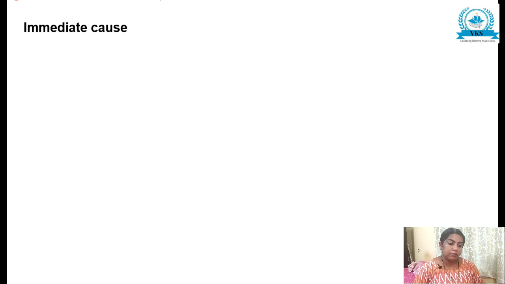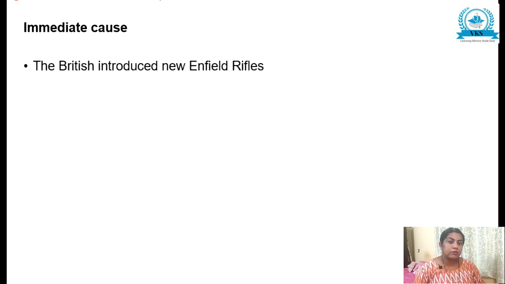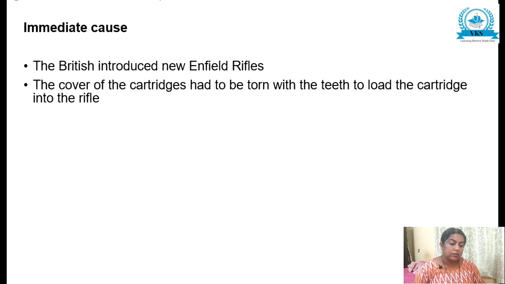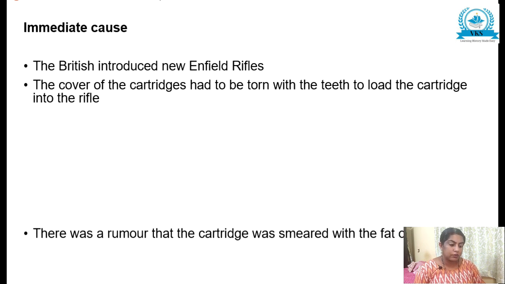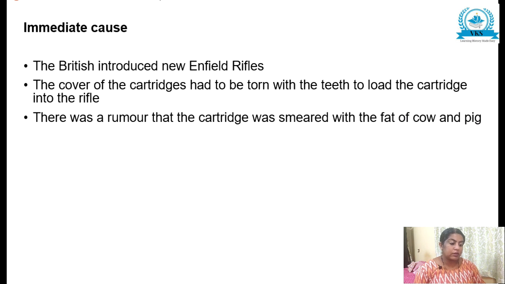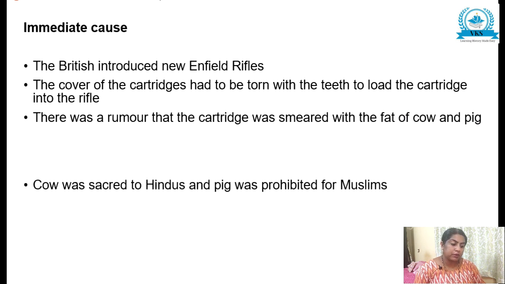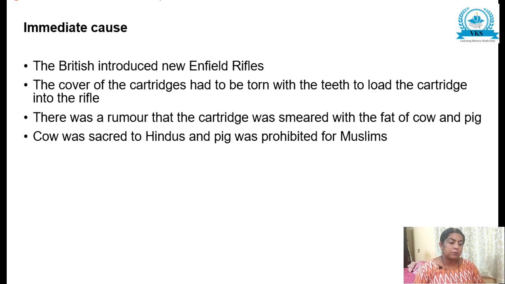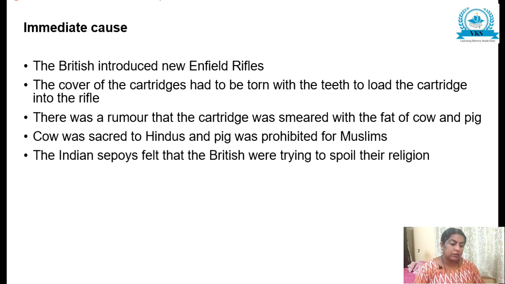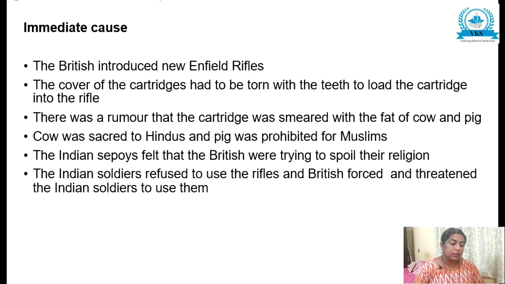And the last is the immediate cause. The British introduced a new Enfield rifle. The cover of the cartridge had to be torn off with the teeth to load the cartridge into the rifle. There was a rumor that the cartridge was smeared with the fat of cow and pig. Cow was sacred to Hindus and pig was prohibited for Muslims. The Indian sepoys felt that the British were trying to spoil their religion, and the Indian soldiers refused to use the rifles, and the British forced and threatened the Indian soldiers to use them. This started the revolt against the British.